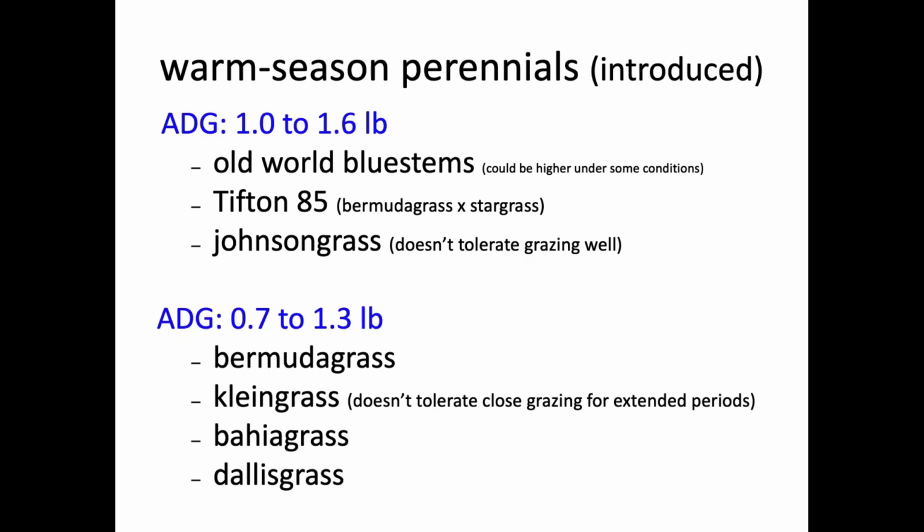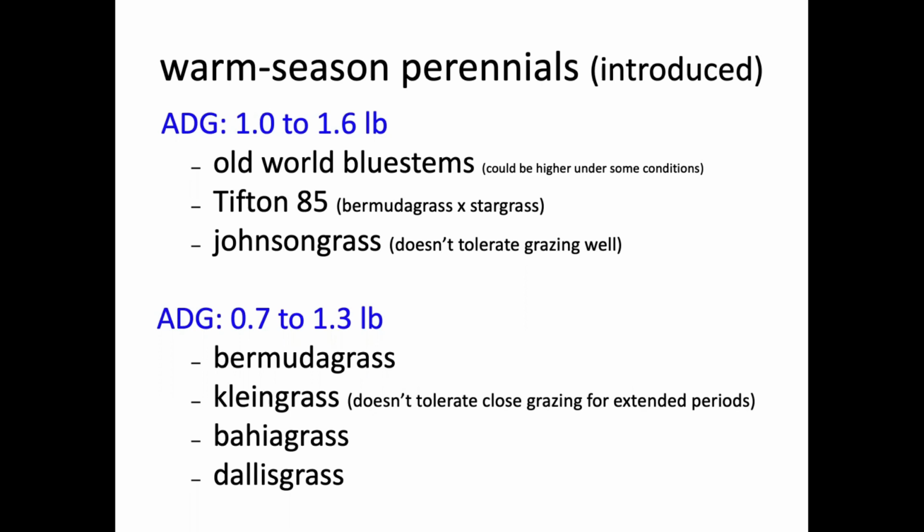And remember, Tifton 85 isn't straight Bermuda grass. It's a Bermuda grass, stargrass cross. Johnson grass, we typically don't graze it very much just because it's so palatable. The cattle will actually graze it out and it won't come back. But just to show you, if you ended up with some Johnson grass hay, kind of how it would compare to other species, it would be in this little higher category here. If we look at the next group down, you can see there's a little bit of overlap here, but 0.7 to 1.3 pounds a day.